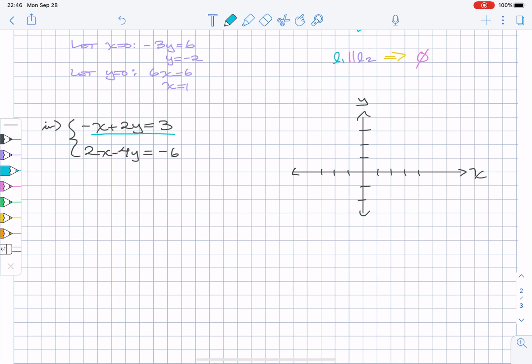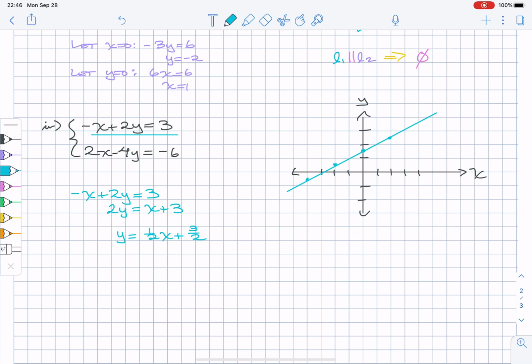So let's look at this first case. We have negative x plus 2y is equal to 3, which means that 2y is x plus 3, which means that y is equal to 1/2 x plus 3/2. So now this is in mx plus b form. I know my y-intercept is 3/2, and I rise 1, run 2. It's going to look something like so.